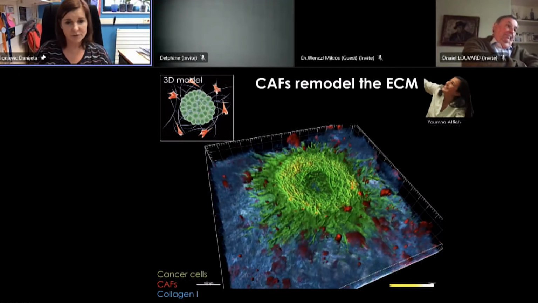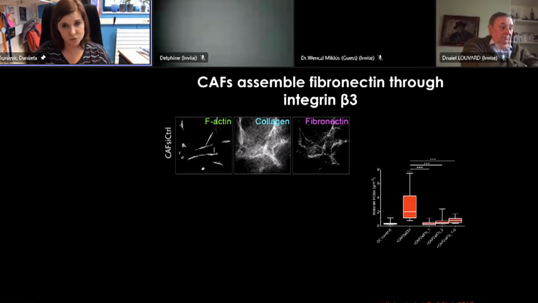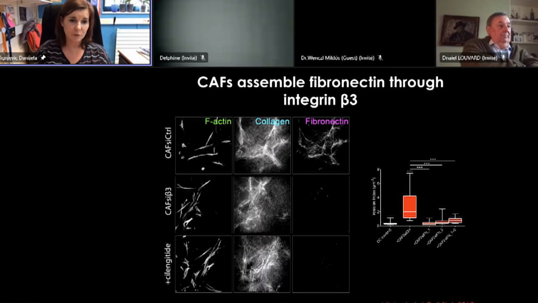But importantly, what we found is that the fibroblasts, as they do this, bundle collagen fibers and decorate them with a new matrix by depositing fibronectin. Now, if the fibroblast cannot produce fibronectin, if you deplete the fibronectin using siRNA, that stops the invasion of cancer cells. And similarly, if we inhibit integrin beta-3 either by siRNA or with the drug cilengitide, that prevented fibronectin deposition without affecting the ability of fibroblasts to remodel the collagen, and prevented invasion of cancer cells.